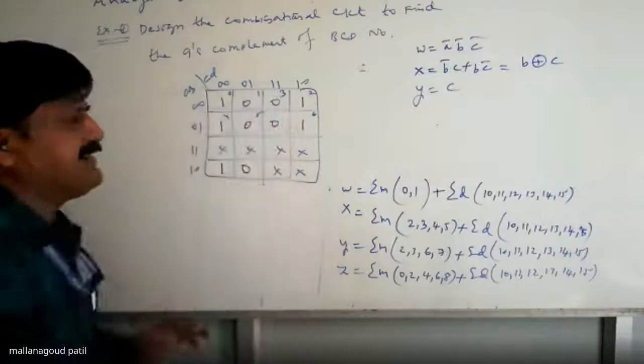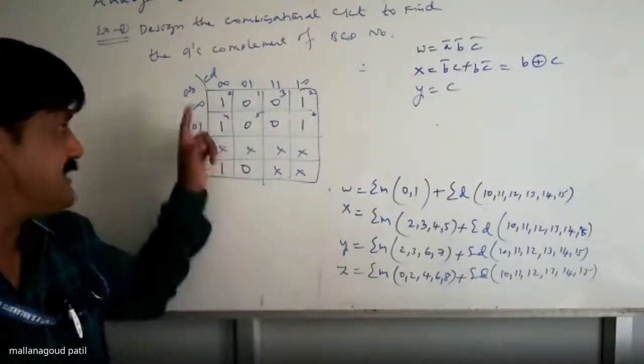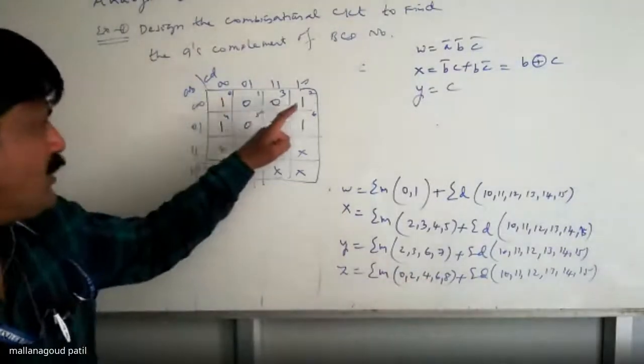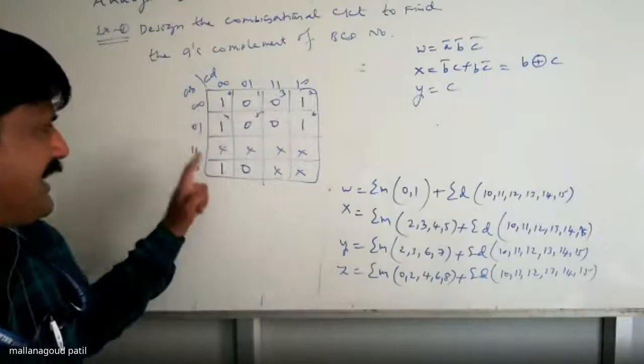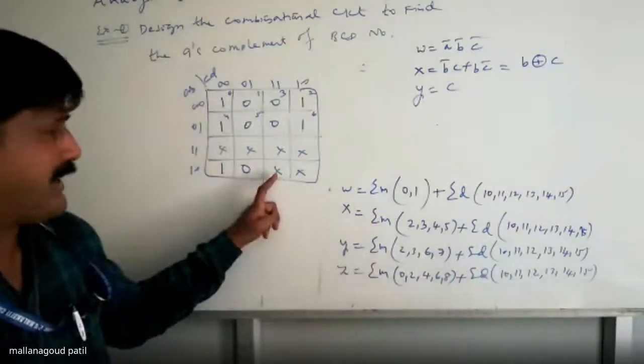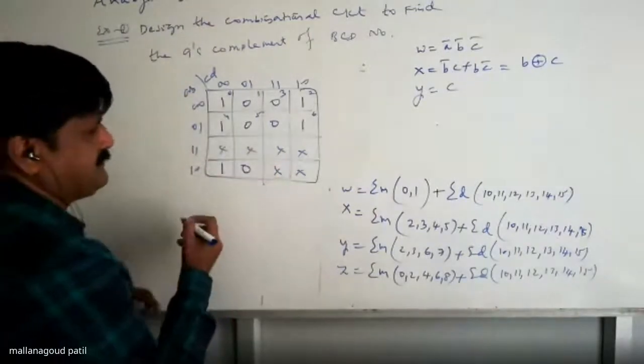Check the entry once again. I copied Y initially, but this is Z. Z is 0, 2, 4, 6, 8. And what will it be? 10. It's okay. 11, 12, 13, 14, 15 are don't cares, don't guess.